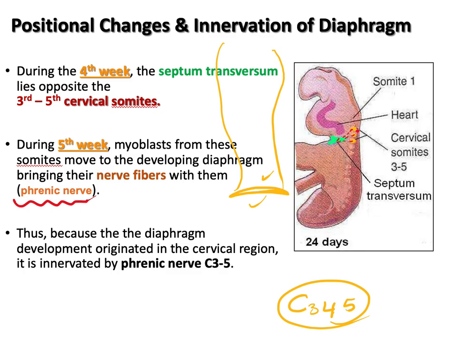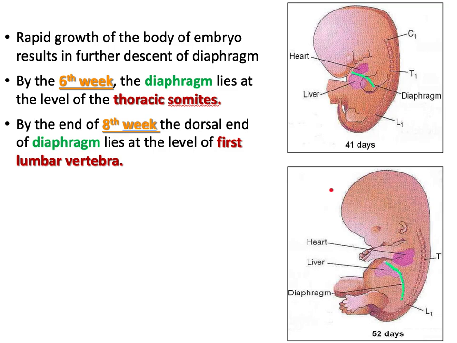And from there, myoblasts migrated to the septum transversum, carrying their nerve fibers, which would be the phrenic nerve. Now, with the folding of the embryo and the rapid development of the central nervous system, the diaphragm will move from the cervical region to the thoracic region, close to the thoracic somites, right? Then after 2 weeks, at the 8th week, the dorsal end of the diaphragm will extend into the lumbar vertebra, which is L1. That would explain the correct location of the diaphragm between the thoracic cavity and the abdomen, right?